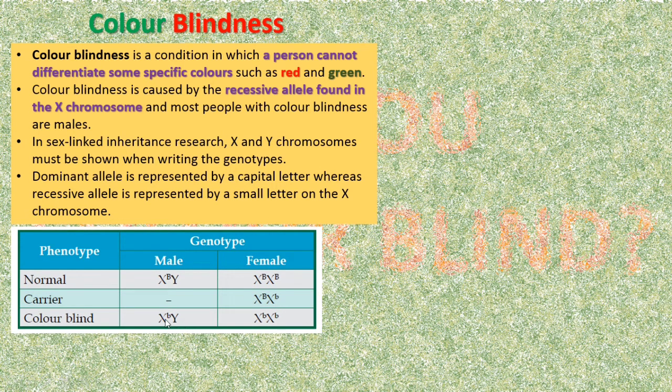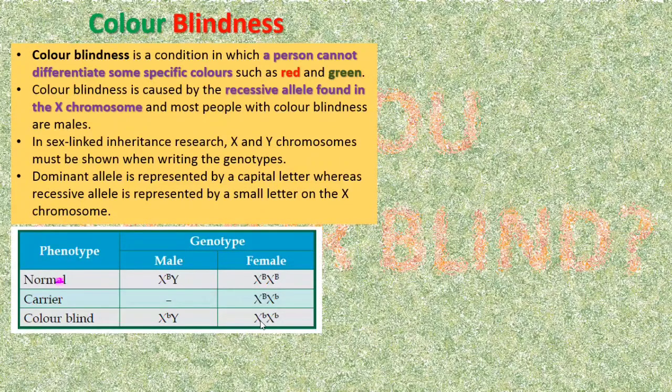Untuk perempuan, kedua-dua adalah allele recessive, baru dia akan jadi color blind. Jadi untuk sex-linked inheritance, hanya perempuan sahaja akan jadi carrier, sebab perempuan ada dua seks kromosom X. Tapi kalau lelaki ada satu saja allele yang resesif, terus dia akan jadi color blind. Kalau female kena ada dua allele resesif, baru dia akan jadi color blind. Jadi most people with color blind ni adalah male.